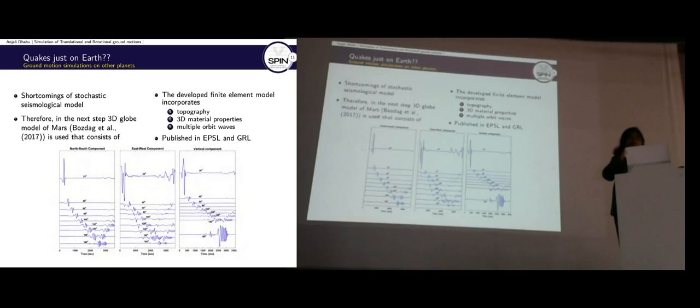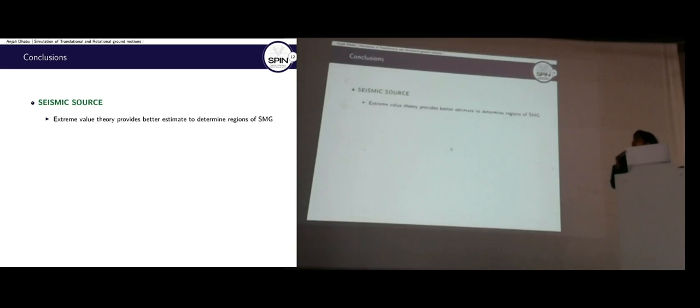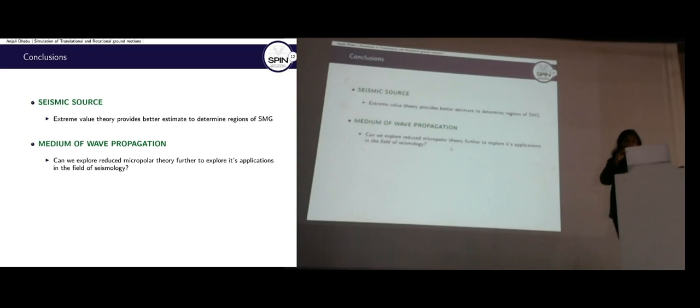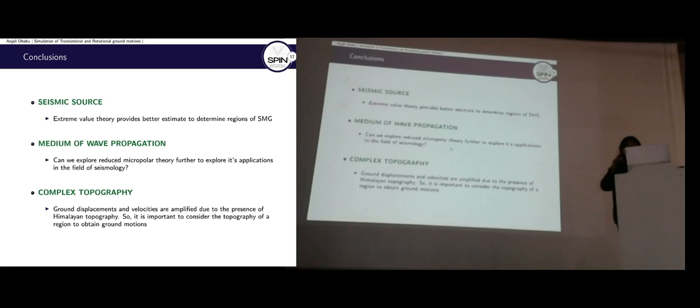That's it. Thank you. So I would like to conclude that the work that I did for the seismic source, the extreme value theory certainly provides very good estimates for the regions of strong motion generation. The work that I did for reduced micropolar medium, can we use this theory or explore this theory for explaining some of the other concepts that we observe in seismology? And certainly, the effect of complex topography should be considered when we are simulating the ground motions.